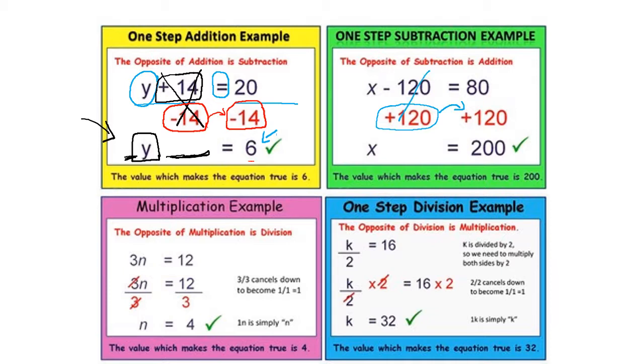These guys are gone because minus 120 and plus 120 cancel out. They're just 0, right? It'd be like adding 0 right here, which you really don't need to do. Okay, and on the other side, when we add 120, 80 plus 120 is 200. So x is equal to 200. Let's look a little further down in the purple example.